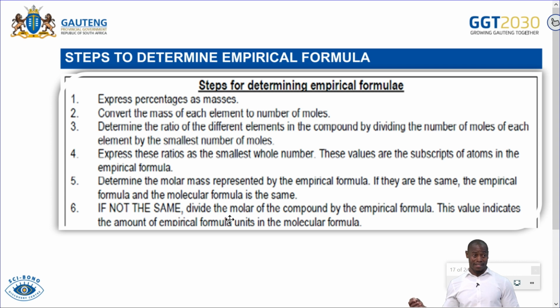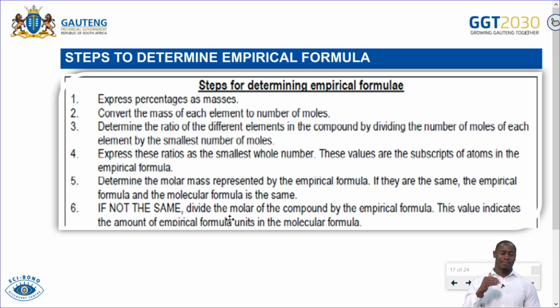To masses, right? Then from there, calculate the number of moles. And then after calculating the number of moles, determine the ratio of the different elements in the compound by dividing the number of moles of each element by the smallest number of moles.